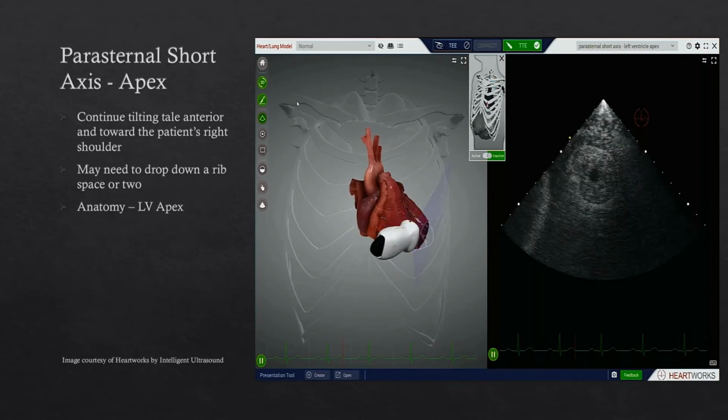In our last view for our parasternal short axis view, we're going to do the same thing. We're going to continue tilting that tail towards the patient's right shoulder, which angles our beam down the ventricle even further toward the apex. With this view, you may need to drop down a rib space or two, go a little bit more lateral on the patient to really get that apex in well.